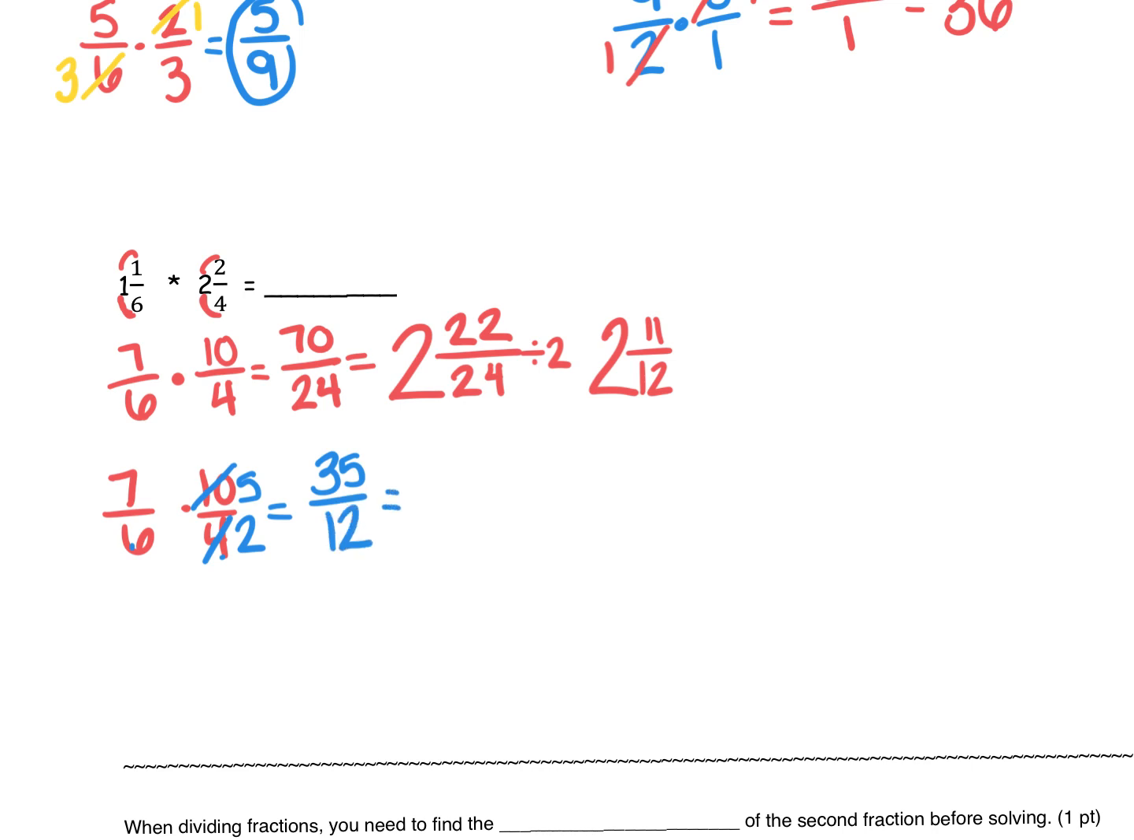Same thing, that's an improper fraction. The top number is bigger than the bottom, so we're going to turn that into a mixed number. 12 goes into 35 2 times, which is 24. And to get from 24 to 35, there are 11 pieces left over, and our denominator stays the same. So 2 and 11/12 is our final answer.